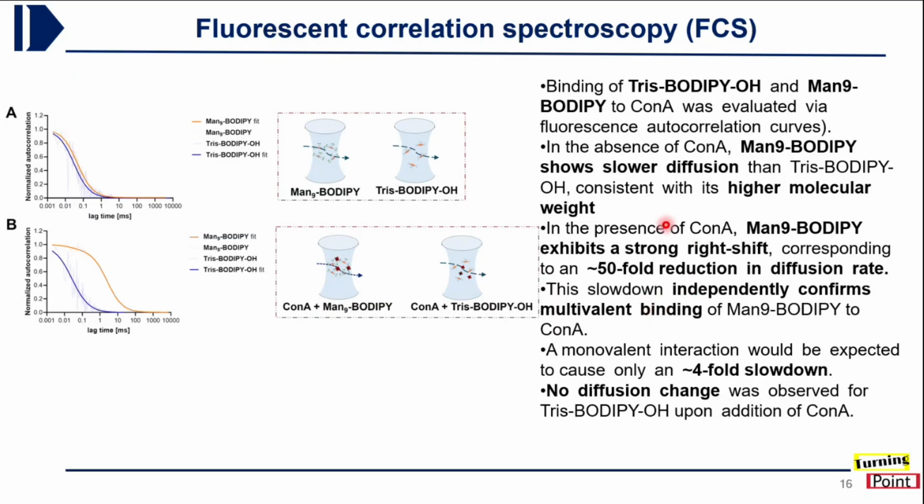So what does this data show? First, a monovalent interaction is reported, which can show a four-fold slowdown. And this data is showing a 50-fold reduction. That means there is a multivalent interaction between the Kooyk and our molecule. That's why there is the 50-fold reduction. That is not the monovalent interaction, which is already reported. And in the case of tris BODIPY OH, no diffusion change is observed. That means Kooyk is not binding to the tris BODIPY OH.